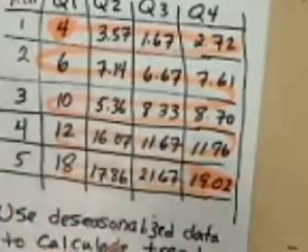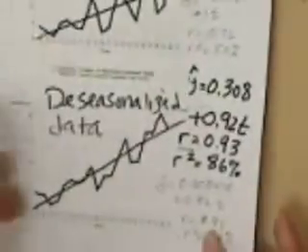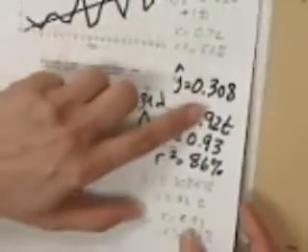What we need to do is make our forecasts using this trend equation, this 0.308 plus 0.92 times t. So now we're ready to make our forecasts.